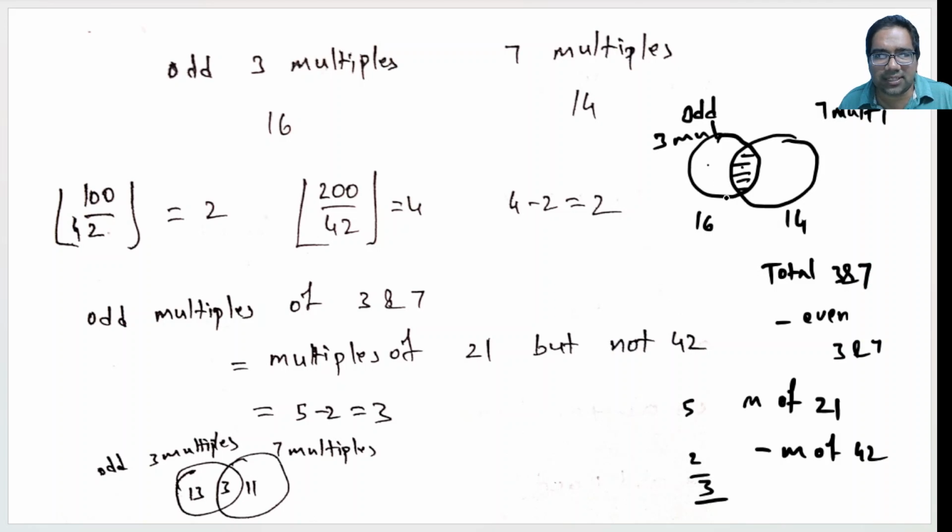That means this part is 3. What is this part? This part is 16. Total is 16. So this is 3, this is 13. And what is this part? This part is 11. 14 minus 3.